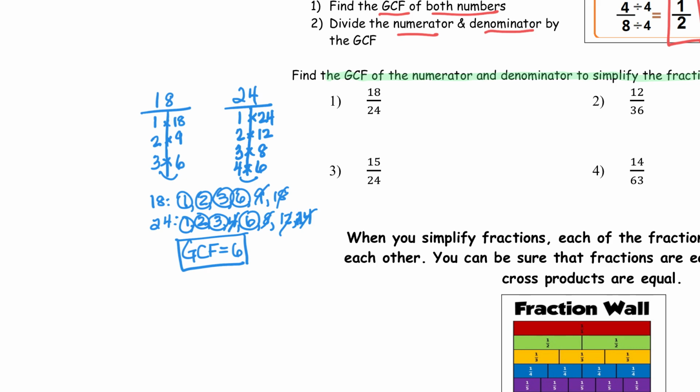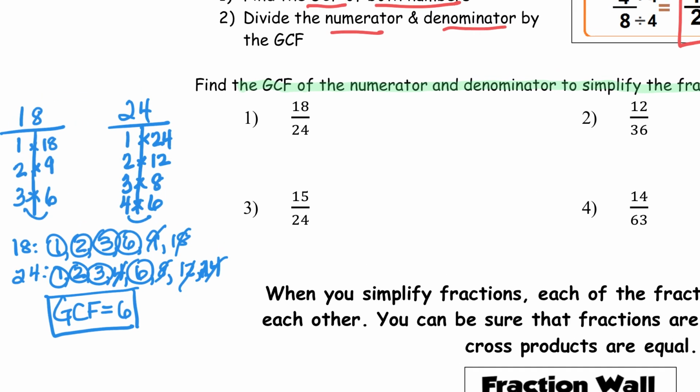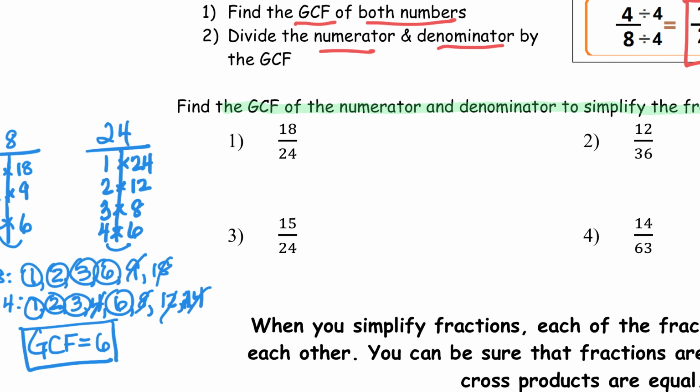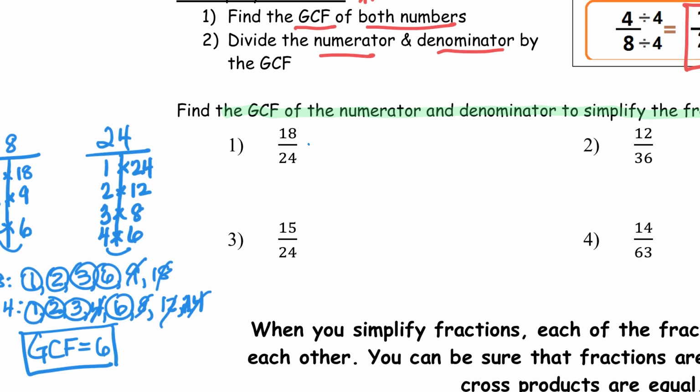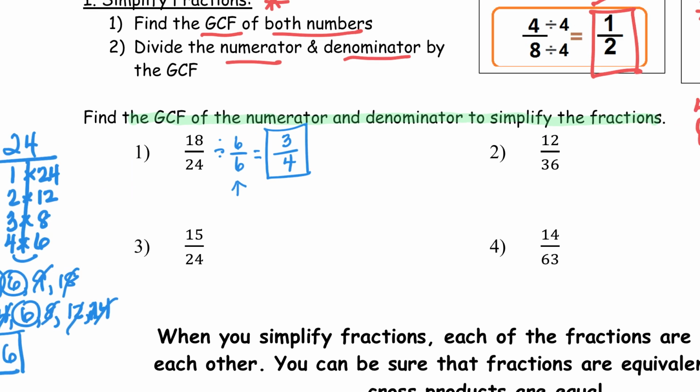Now we're going to shift our focus over here. We're going to go ahead and divide the numerator and denominator by the GCF. This 6 here is the GCF. So all we do now is 18 divided by 6 is 3, and 24 divided by 6 is 4. So guess what? Our final answer is 3/4, and that's it. It does take a few minutes to get it done, but let's do the next one. Let's go ahead and do some practice here and see how we do.